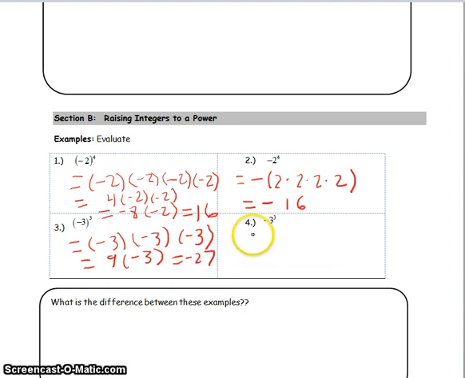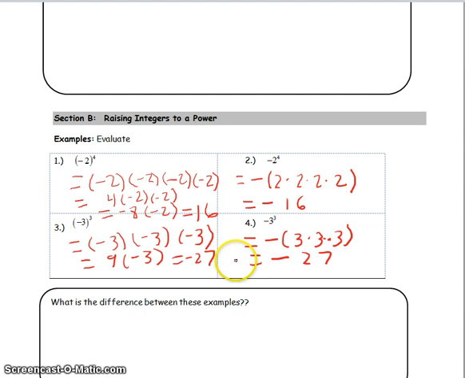Okay, number 4. We have a negative on the outside and 3 to the 3rd power, no parenthesis. So we will write that negative. We'll put 3 in a parenthesis, multiply by itself 3 times. So we'll bring down our negative. 3 times 3 is 9, times 3 is 27. So our final answer here is negative 27.